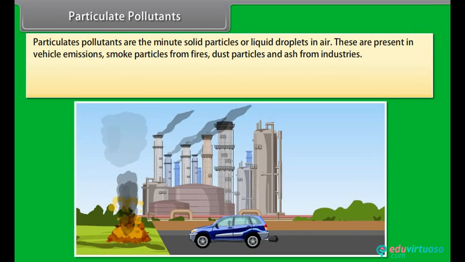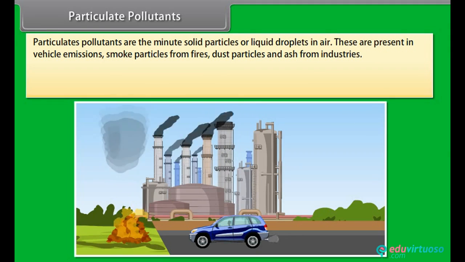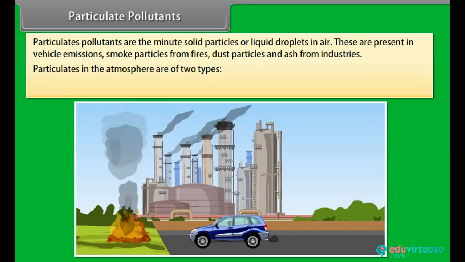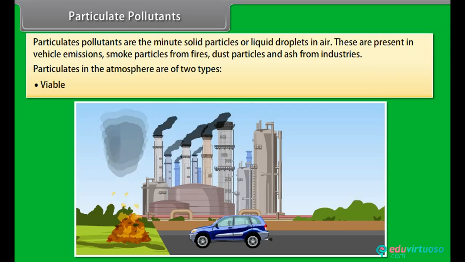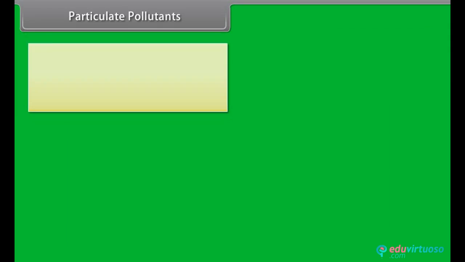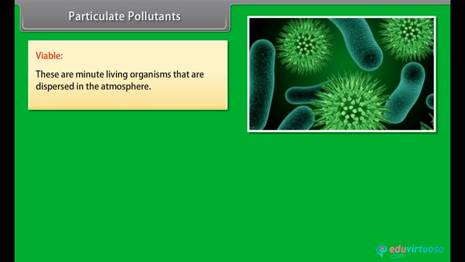Particulate pollutants. Particulate pollutants are minute solid particles or liquid droplets in air. These are present in vehicle emissions, smoke particles from fires, dust particles and ash from industries. Particulates in the atmosphere are of two types: viable and non-viable. Viable. These are minute living organisms that are dispersed in the atmosphere. Example: bacteria, fungi, molds, algae, etc.